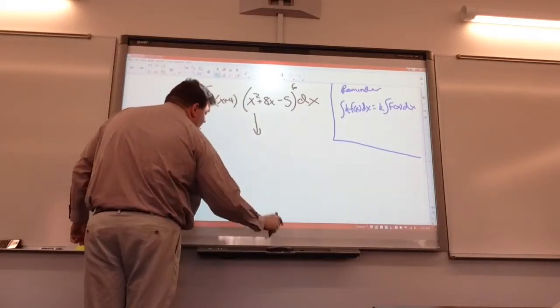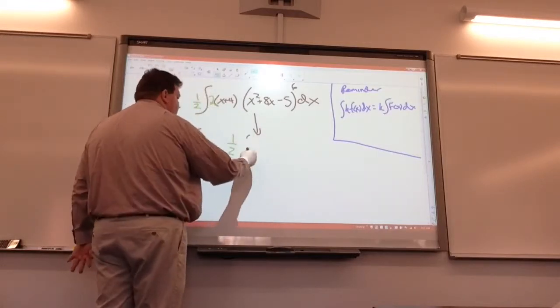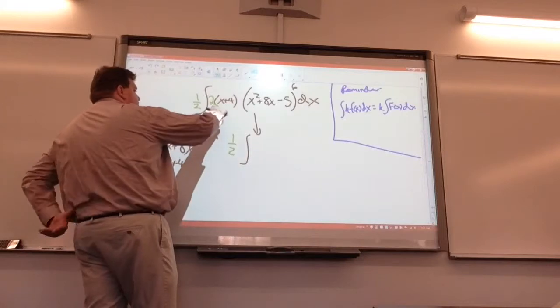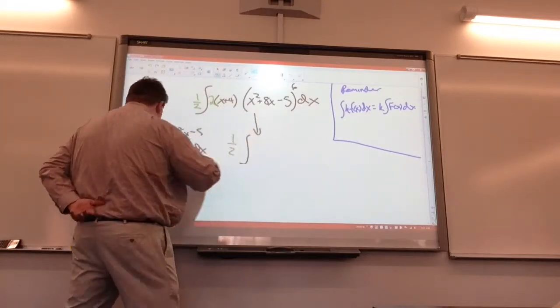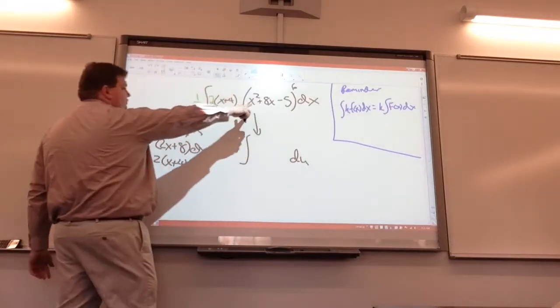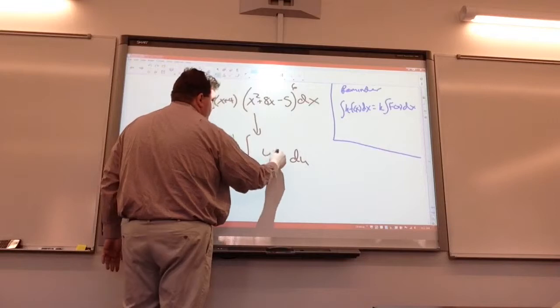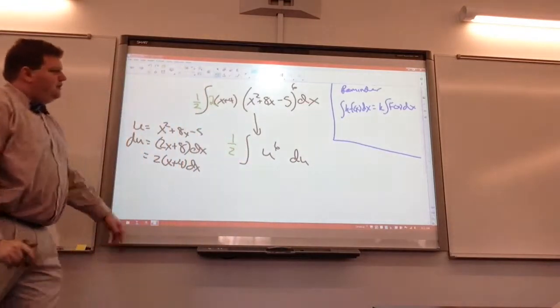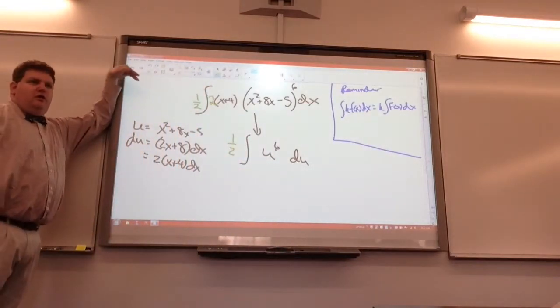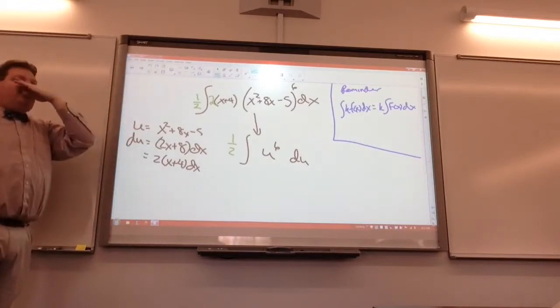The 1/2 is still going to stay on the outside because it's outside the integral, so it doesn't get substituted for. But the 2x plus 4 dx becomes du. And the x squared plus 8x minus 5 to the 6th becomes u to the 6th. So we started with something we couldn't do, made a change to it using a property that we know, and now got into something that's really easy to do.